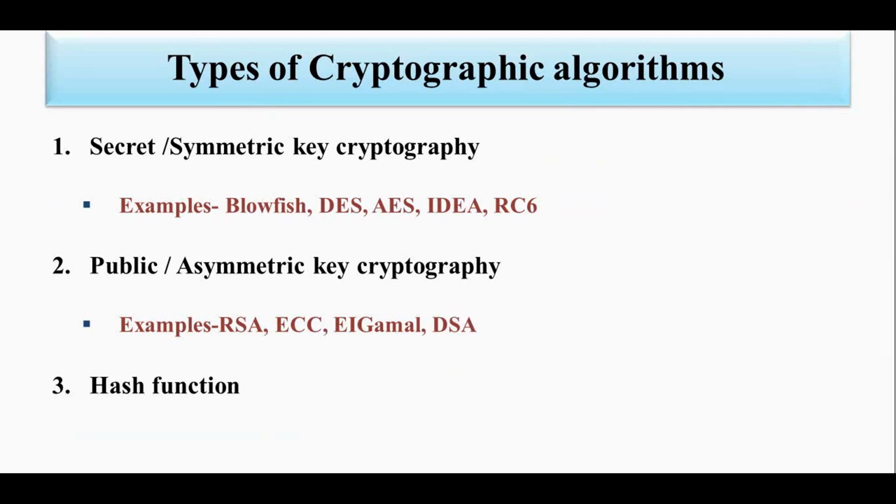Hash function. Here in hash function we are not going to use any key. You just take the message, apply the hash function and you will have a fixed length hash output. This is to ensure integrity of the message. The examples are MD5, SHA, RIPEMD and Whirlpool. Now let's see all these things in detail.